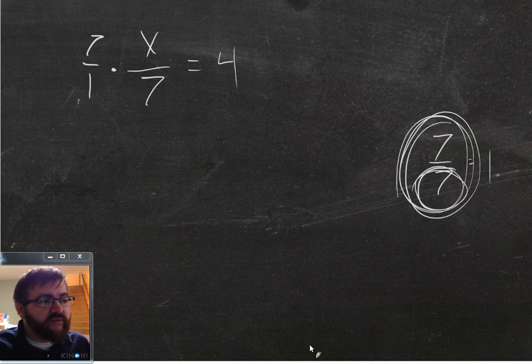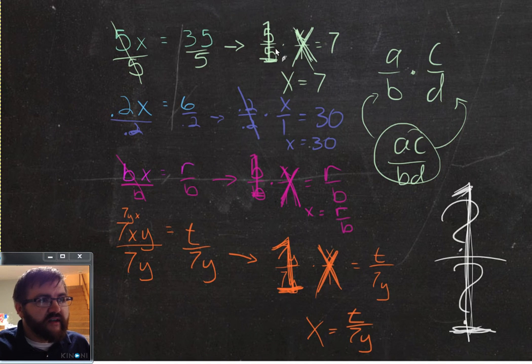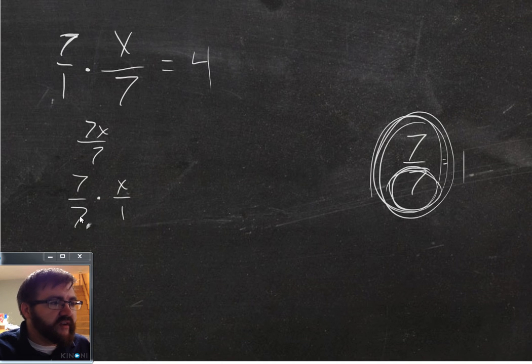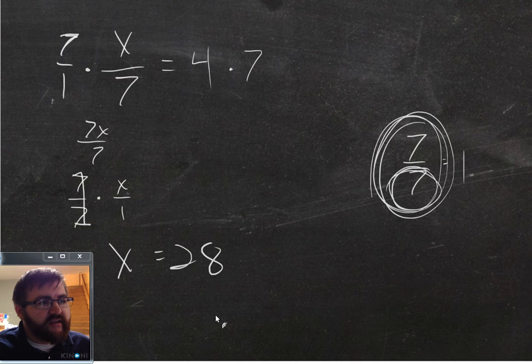Just like we rewrote these fractions as 2 fractions multiplied together. This looks slightly different right now, but we can rewrite it in the same way. I can put these together and then split them back apart, right? And we have 7 divided by 7 is 1. It's the same idea. 7 divided by 7 is 1, and x divided by 1 is x, so we have x. On this side we would just need to do the same thing that we did over here, which is multiply by 7, and x is 28. Okay?